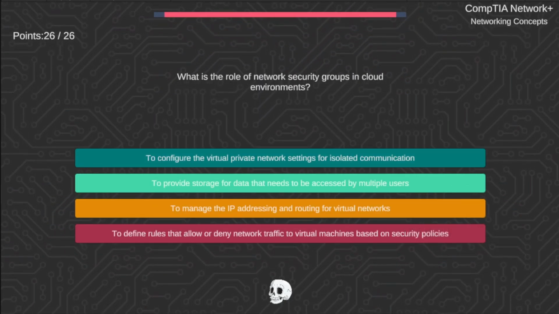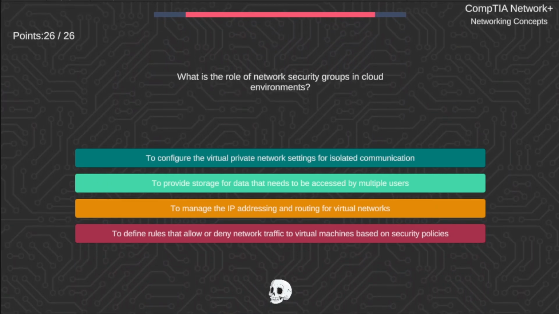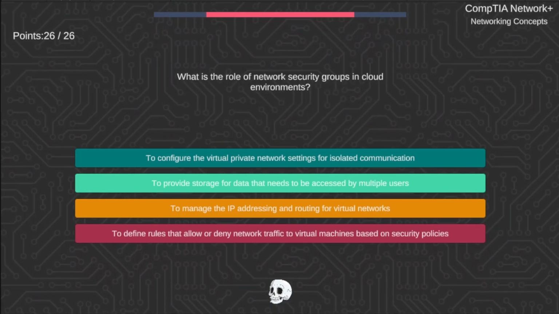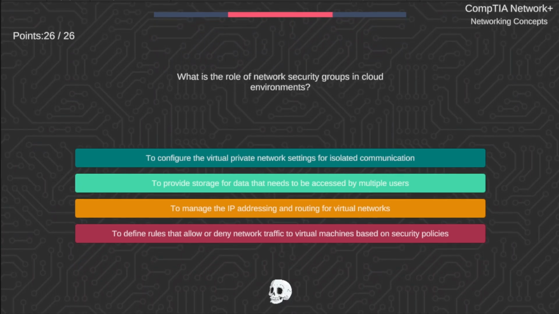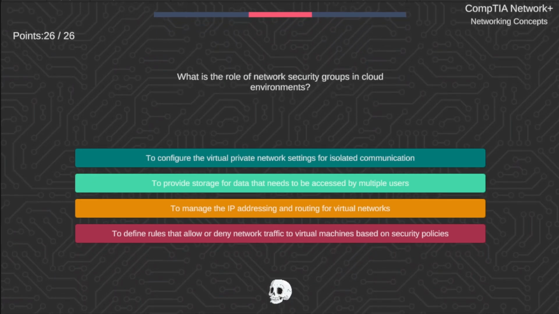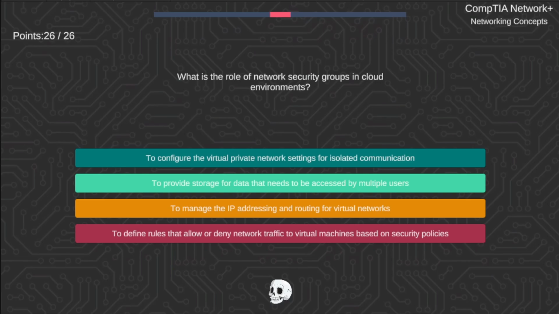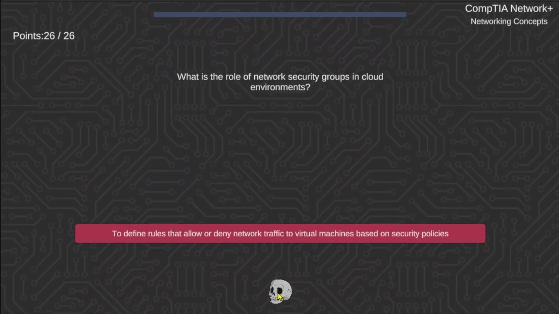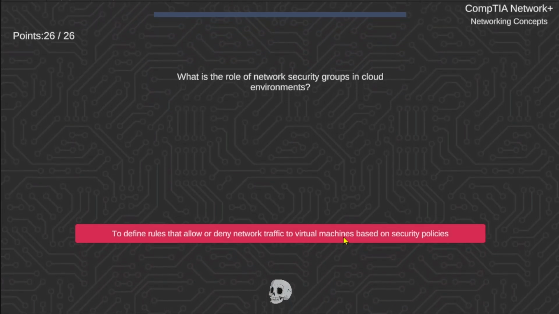What is the role of a network security group in cloud environments? To configure the virtual private network settings for isolated communication, to provide storage for data that needs to be accessed by multiple users, to manage the IP addressing and routing for virtual networks, or to define rules that allow or deny traffic to virtual machines based on security policies. Network security groups in cloud environments. Correct answer is to define rules that allow or deny traffic to virtual machines based on security policies.